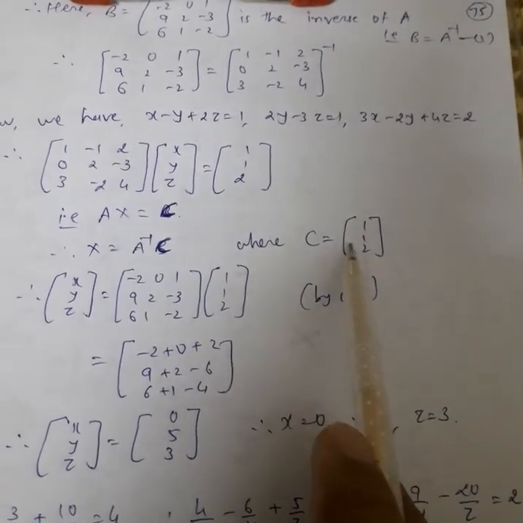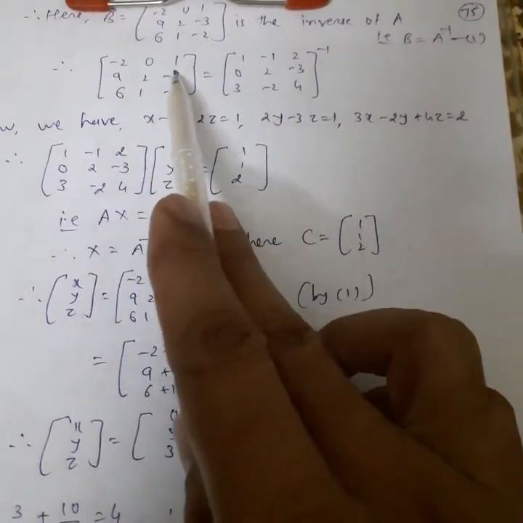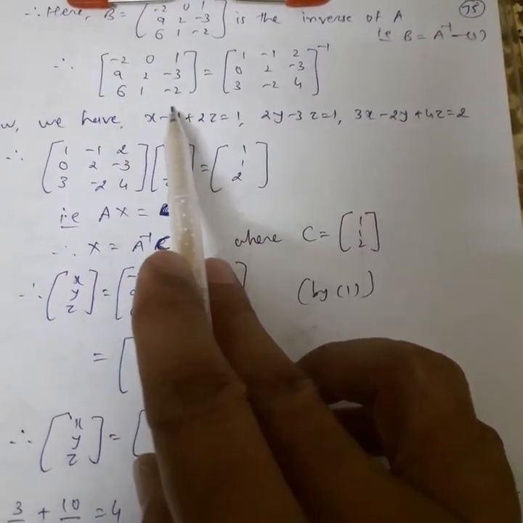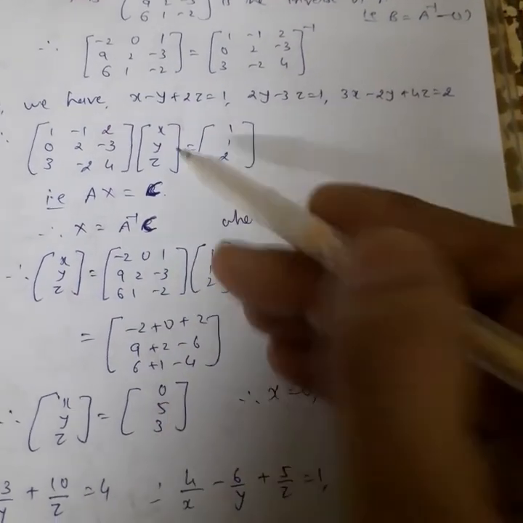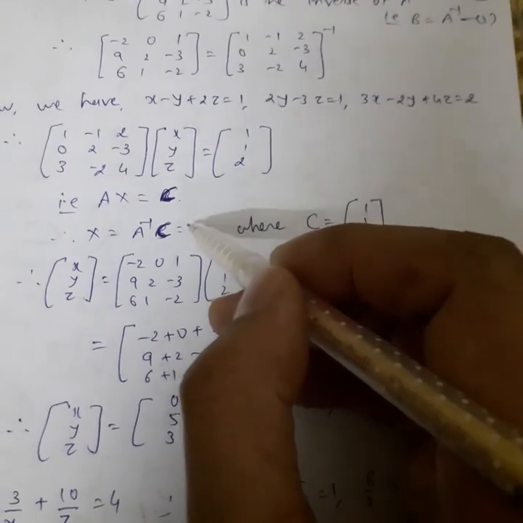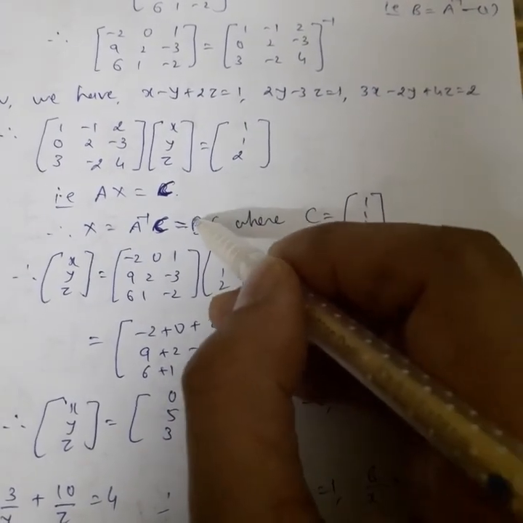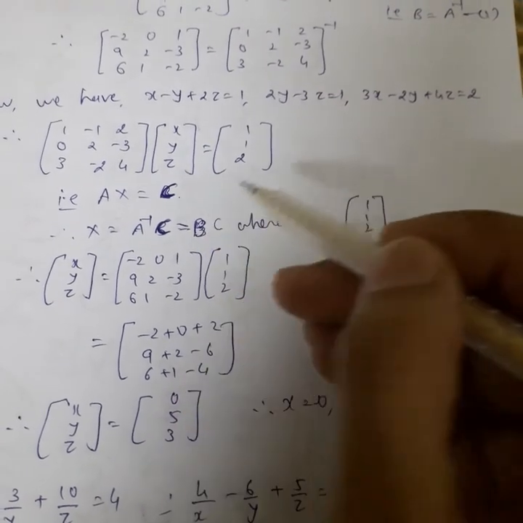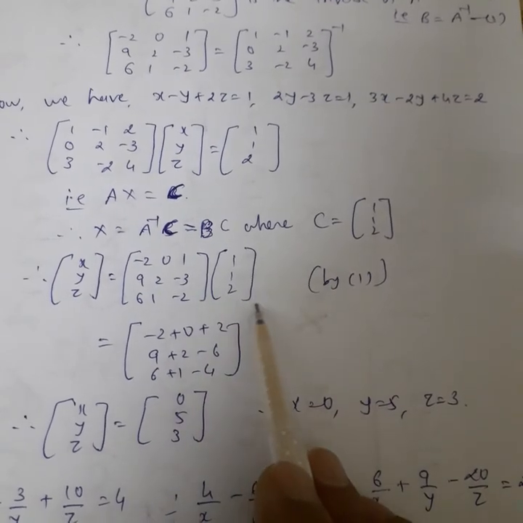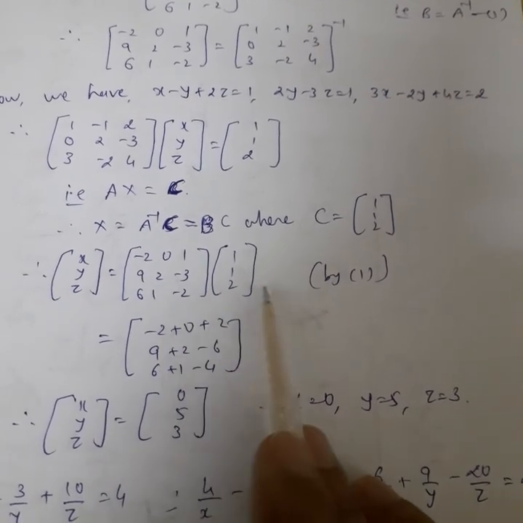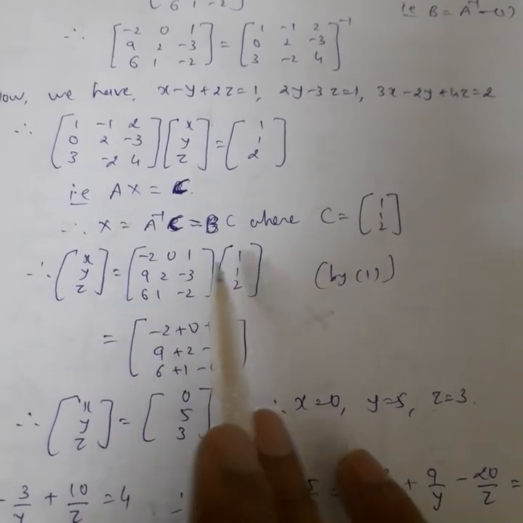C equals this. Now x is a variable: x, y, z. A inverse is this B, minus 2, 0, 1, 9, 2 minus 3, and this, because A inverse equals B into C. Here we say that A inverse is C, which means x equals BC, the multiplication of two matrices. It is 3 by 3 and 3 by 1, so again the multiplication exists. Multiply each row with this column, then we get the values of x, y and z.